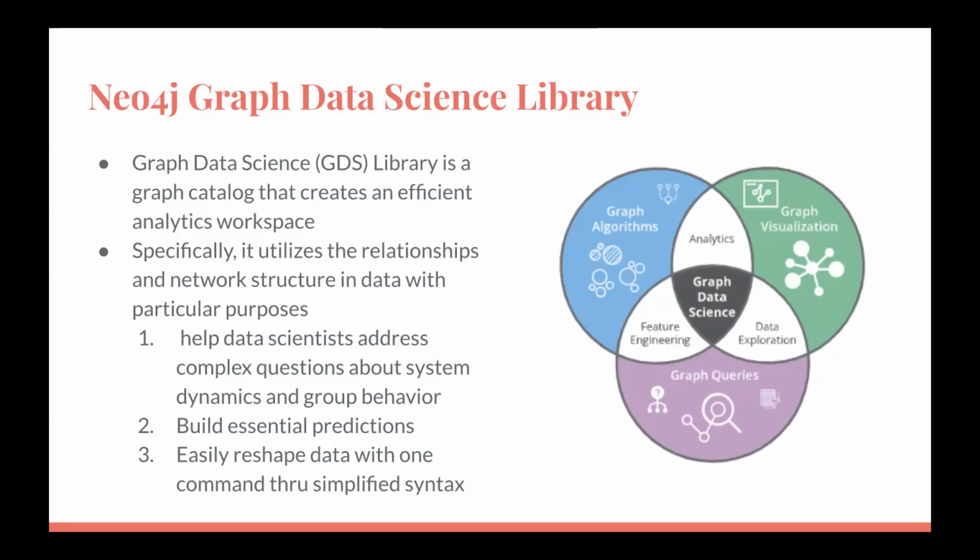First, the Neo4j Graph Data Science Library. One of the most interesting pieces of the platform is the library. The reason is that the library allows you to run graph algorithms in Neo4j, such as centrality, PageRank, and community detection algorithms to find communities and clusters in the graph. And these also form the basis for more advanced techniques that feed into machine learning or into artificial intelligence pipelines. It has a graph catalog that creates an efficient analytics workspace.